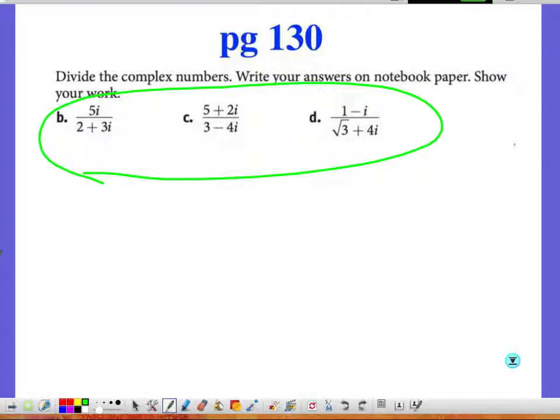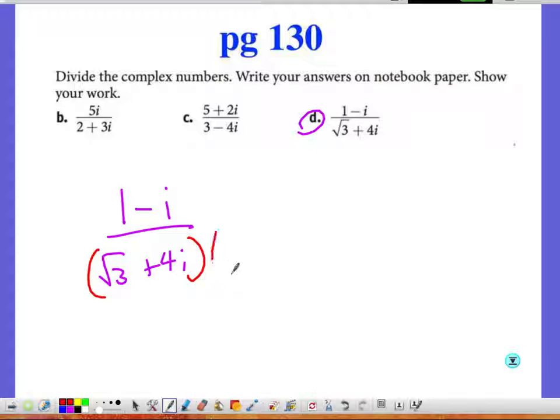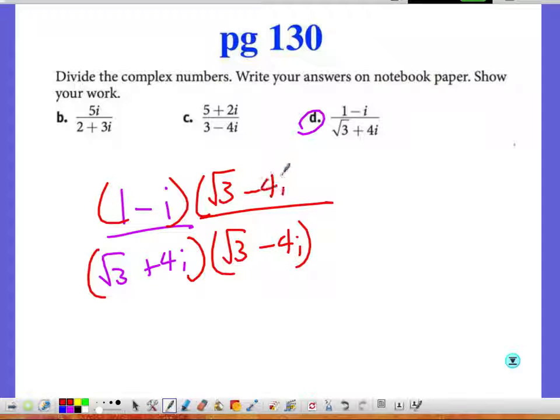Let me do one more example so you can get some confidence in how to do this. 1 minus i over the square root of 3 plus 4i. Again, you want to take the denominator and multiply by the conjugate. So the real part stays the same, the imaginary part becomes the opposite, and whatever you do to the bottom, you have to multiply exactly the same to the top.